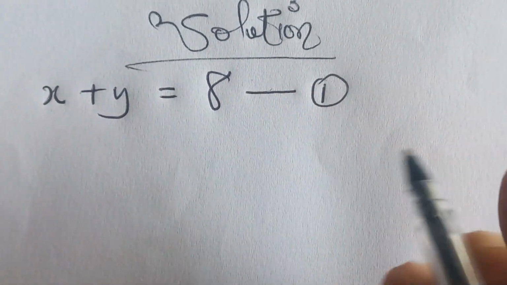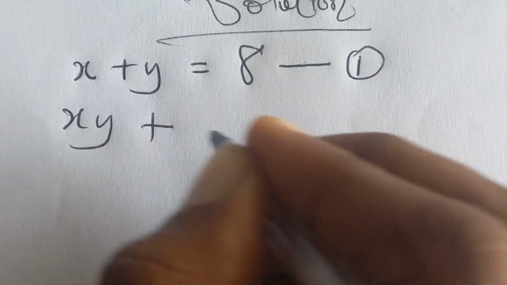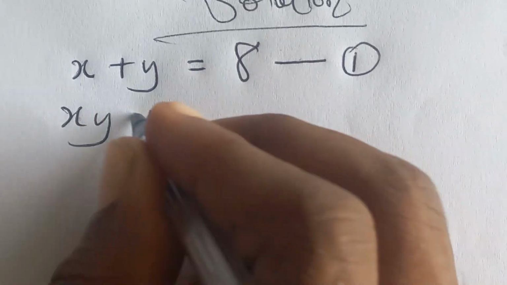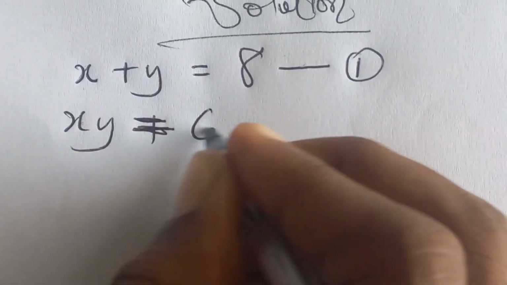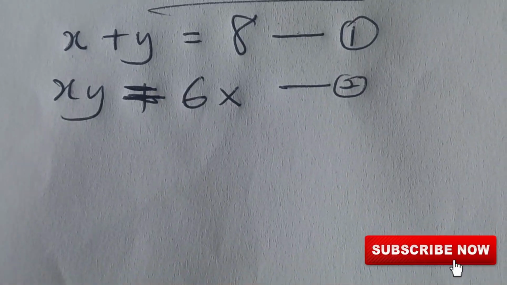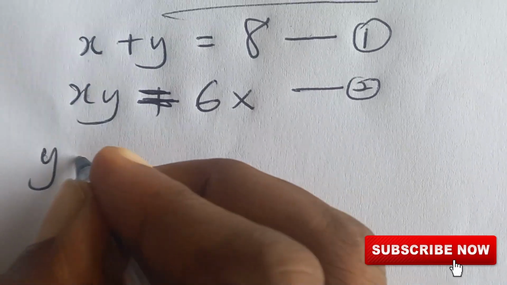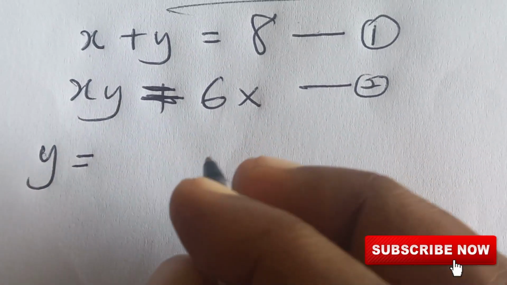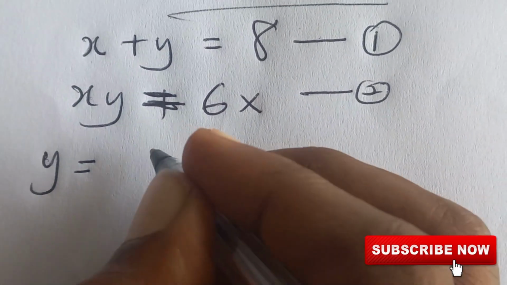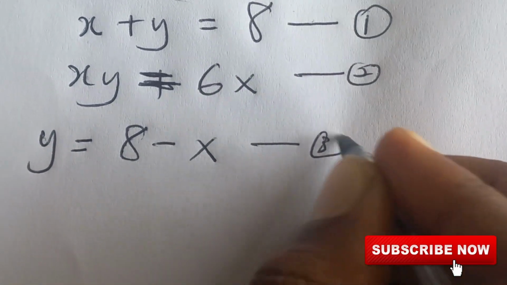Now we name this as our equation 1, x + y = 8, and then xy is equal to 6x as our equation 2. Now, from equation 1, you can see that our y is equal to 8 minus x. So let's name this equation 3.